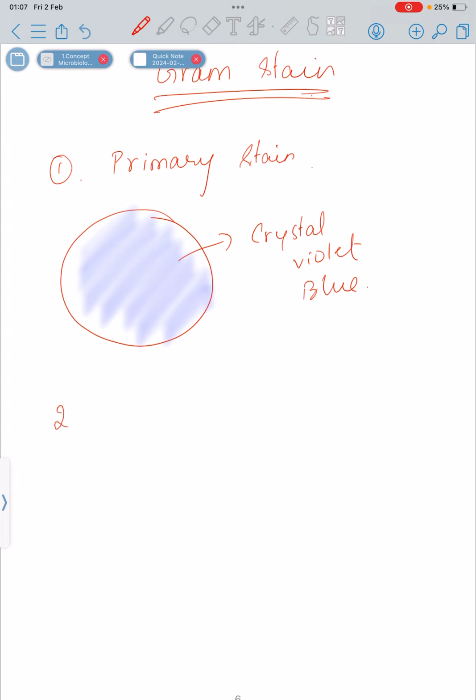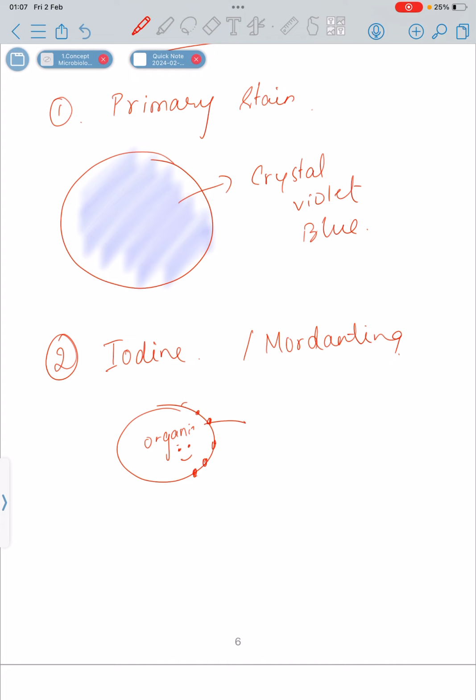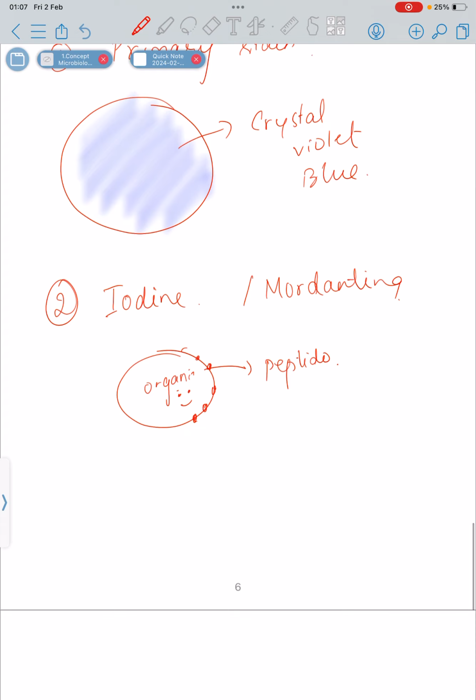Second step would be to put iodine. We also call it mordanting. What is mordanting? For example, if this is an organism, it has a cell wall, and the cell wall is made up of peptidoglycan. So when we put any dye, the dye penetrates this cell wall and lies in the cell wall layer. This crystal violet basically is in the cell wall, right?